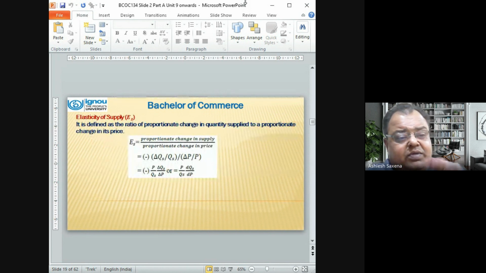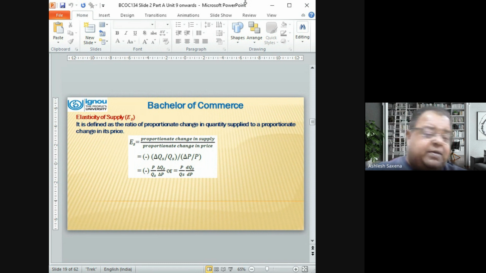Now, how are all these relations estimated? Elasticity of supply, estimated by ES, is defined as the ratio of proportionate change in quantity supplied to the proportionate change in price, that is, delta QS upon QS whole divided by delta P upon P. And determining them, it will become P upon QS into dQS by dP.